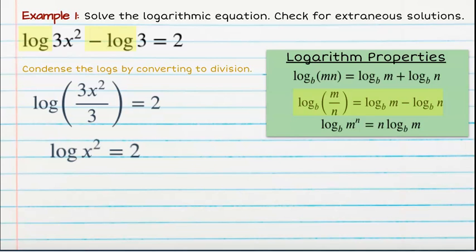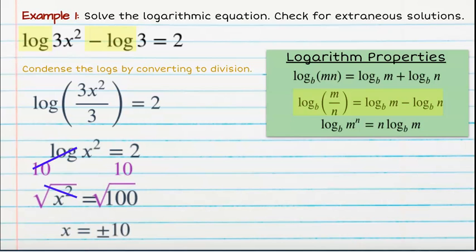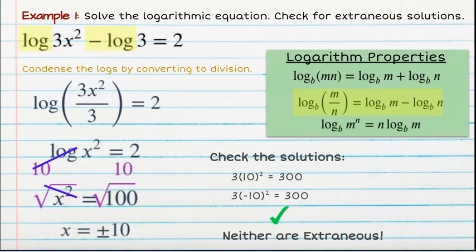Remember from a previous lesson we need to eliminate this log. We can use the exponential base of 10 on each side to cancel out the log. So we're left with x squared equals 100. We can take the square root on both sides and find two results. X equals plus or minus 10, but we know that we have to check if it's extraneous. So we're going to substitute 10 and negative 10 into the arguments. So in this case, neither are extraneous because we got a positive result.